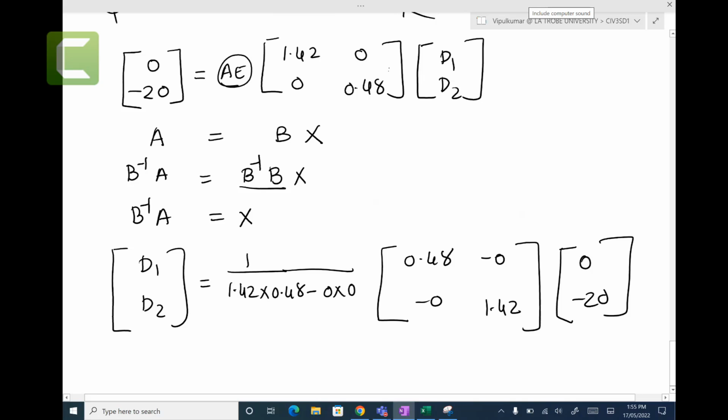AE will come. So they will do 1 over A. I will show you. It's just A is there, but I don't want to get too much AE and all.